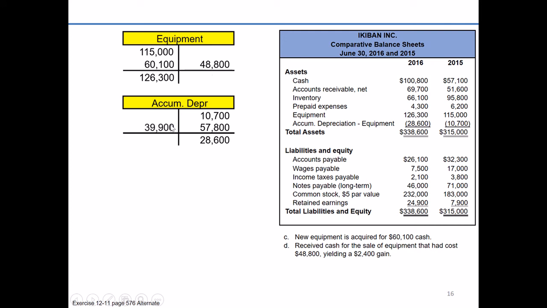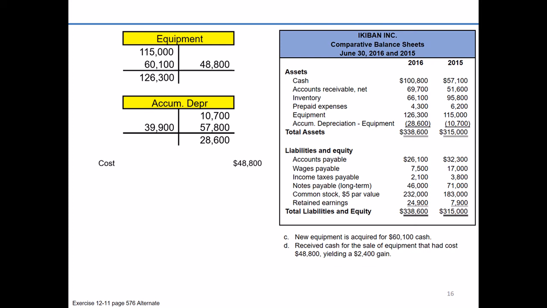We would have needed to debit accumulated depreciation by $39,900 in order to go from our beginning balance, our additional depreciation expense, to our ending credit balance of $28,600. That would have been the debit that we needed to do. Again, from that sale of equipment, I'm still not telling you directly the amount of cash, but I do need this information. It's helpful to have the cost of $48,800, and it's helpful also to have the accumulated depreciation removed of $39,900. Why is that?